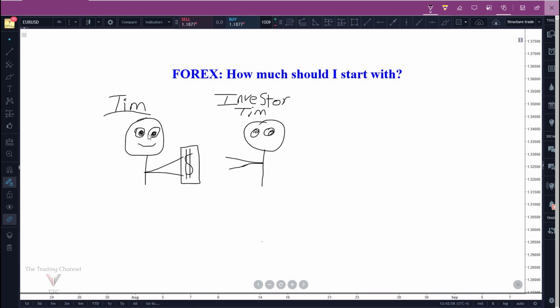Now, Investor Tim is the same exact person as Tim, only now it's Tim's job to decide whether or not he wants to give himself the money to trade with. Now you have to decide, do you trust yourself? So the reason I've separated the two is because the way I think you guys should think about it is, if you were Tim, would you give money to Investor Tim?